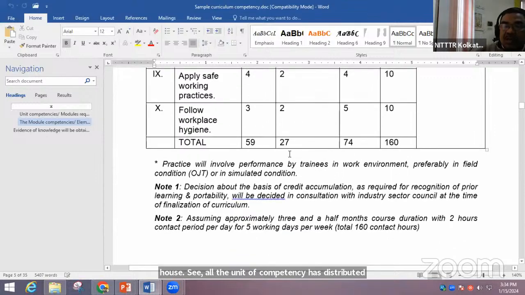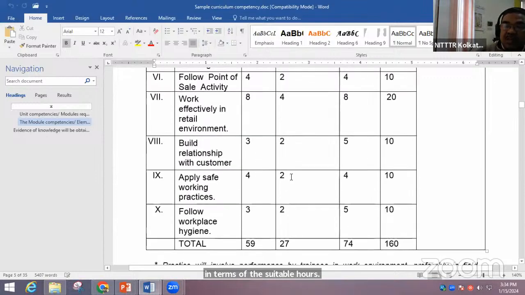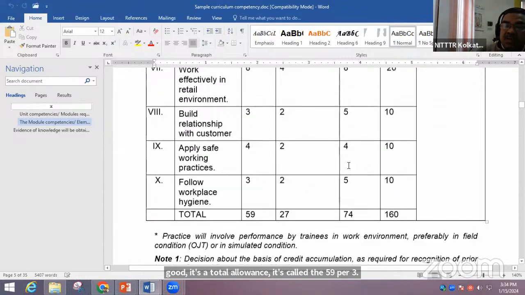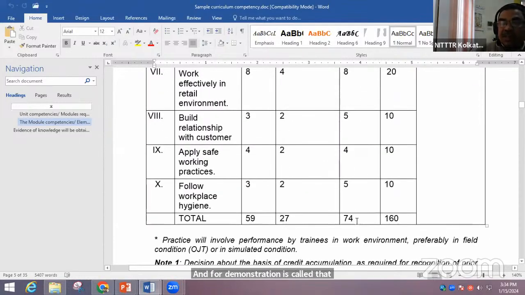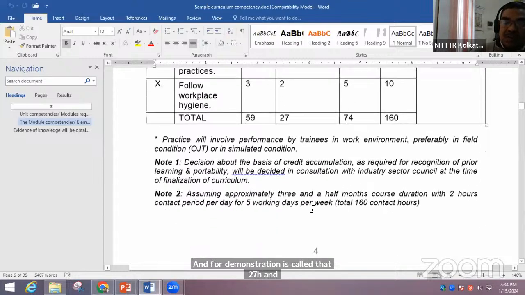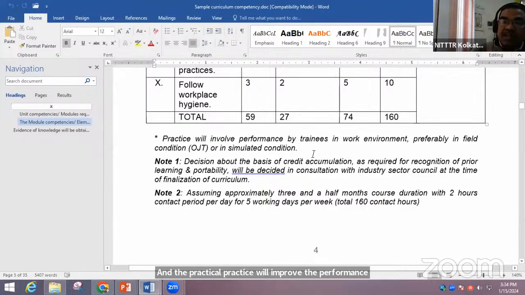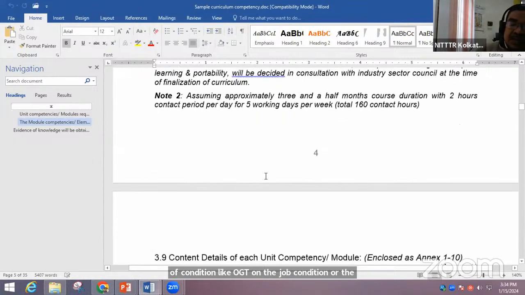So the total is 59 hours for theory, 27 hours for demonstration, and 24 hours for practical. Altogether, it comes to around 160 hours. The practical practice will involve performance by the trainees in the work environment, preferably in field conditions like OJT, on-the-job training, or simulated conditions. That is especially mentioned here.